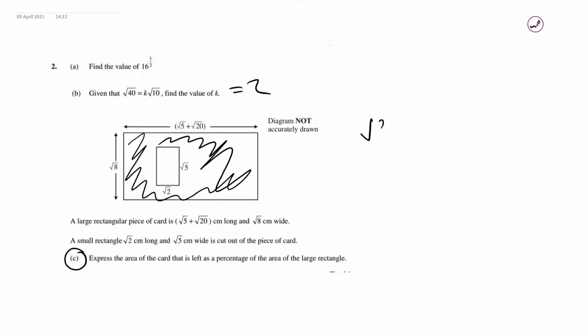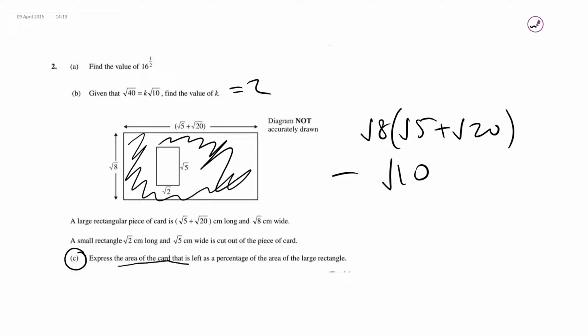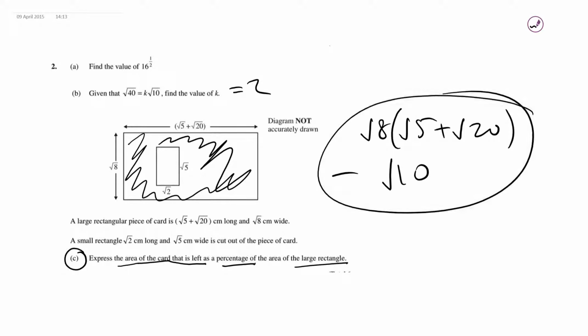Okay. So root 8, root 5 plus root 20. Okay, that is the big area, and we minus the small one, which is, I want to be lazy and just call it root 10, yeah? Because root 2 times root 5, I can't bother to write that separately, call it root 10. Okay, but that won't be the area. Express the area of the card that is left as a percentage of the large rectangle. I think we might as well work that out first and then do the second. Yeah.